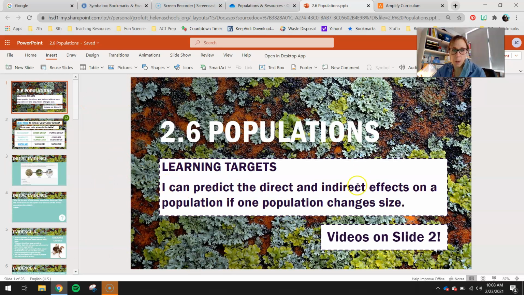But this is a 2.6 populations assignment, and your learning target is I can predict the direct and indirect effects on a population if one population changes size.